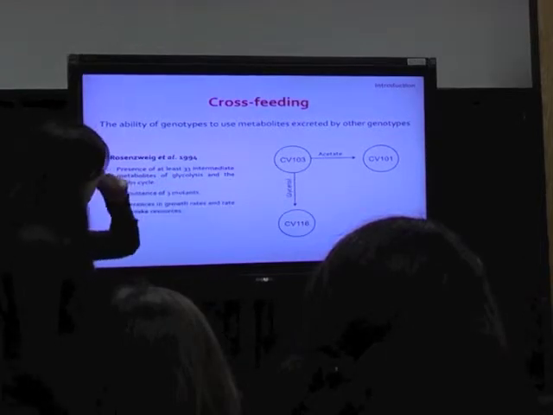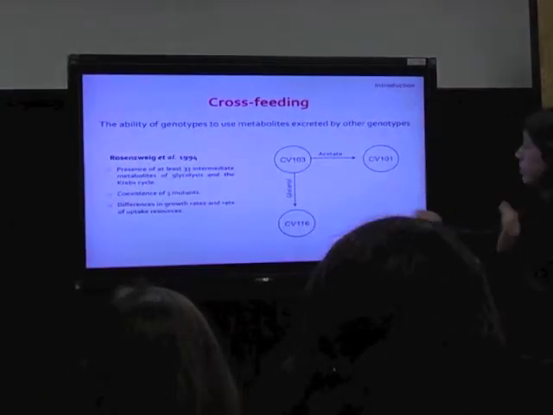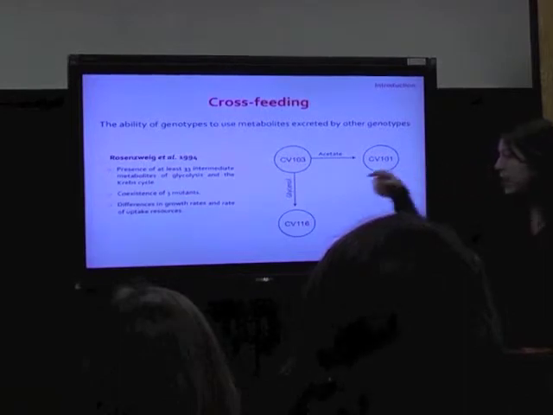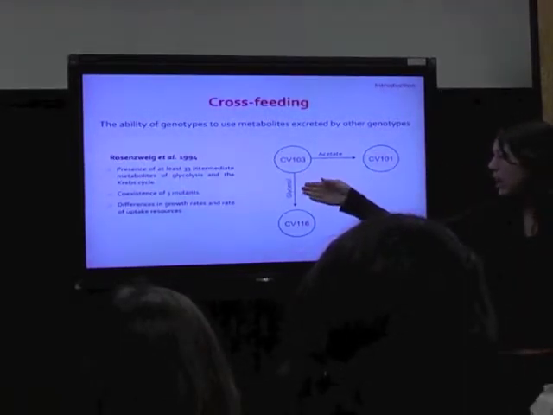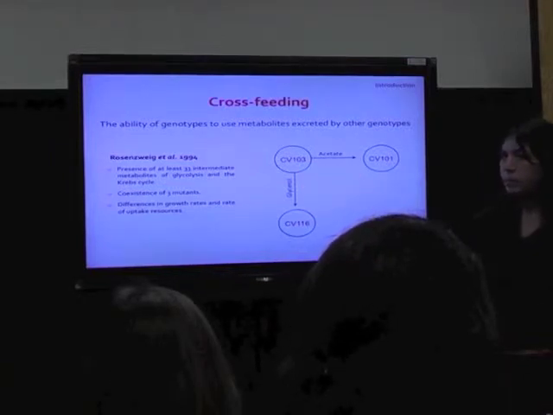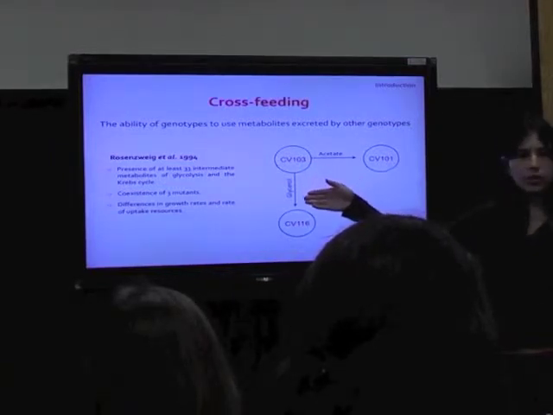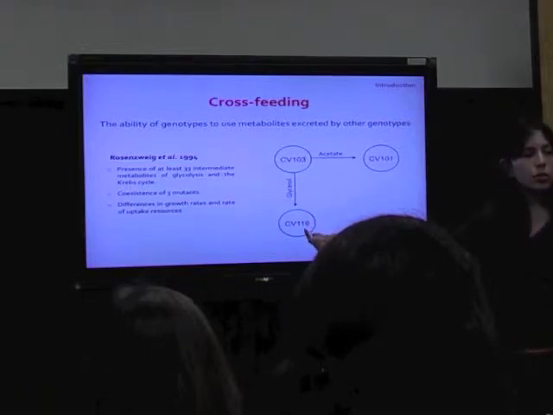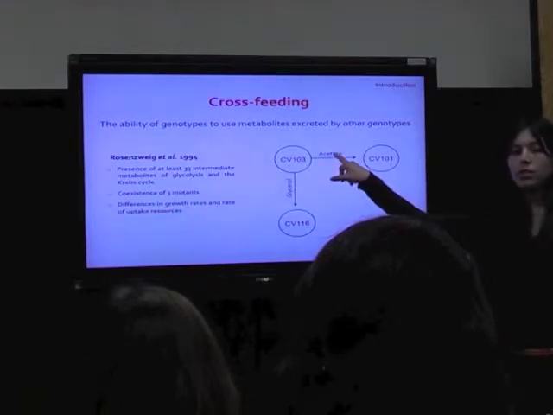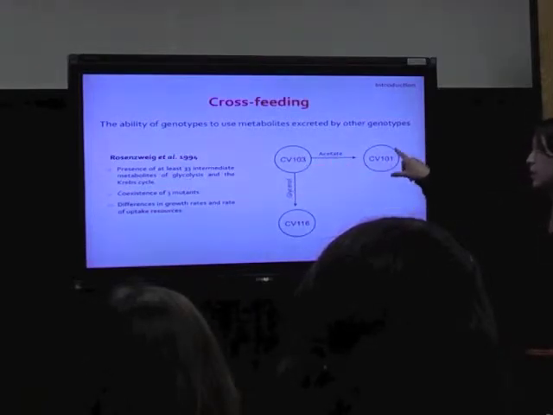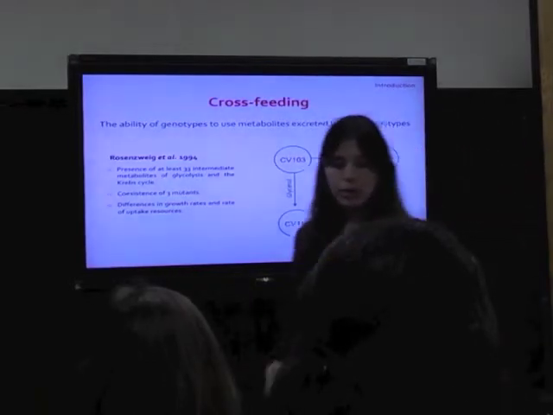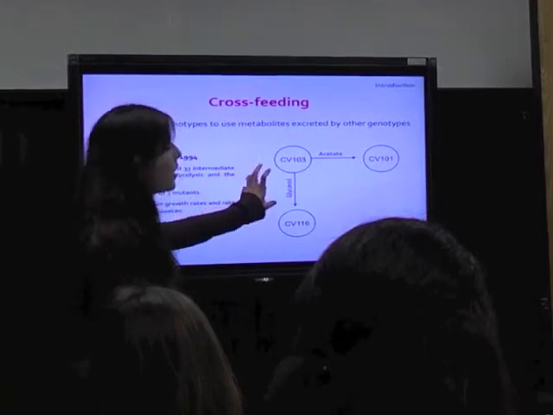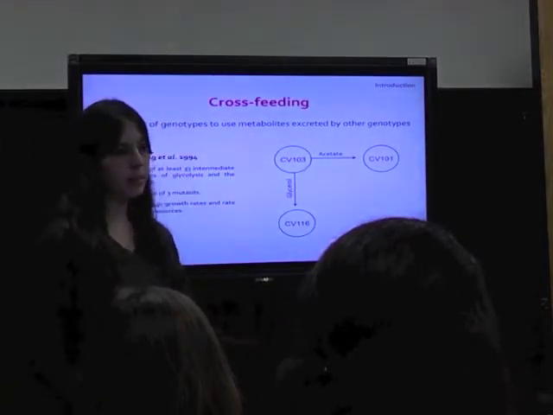So, for example, here you have this mutant that, due to mutation, is now able to excrete glycerol, and this other mutant can consume that molecule. So this one can also excrete acetate that is able to be consumed by this other mutant. So this type of mechanism is called cross-feeding.